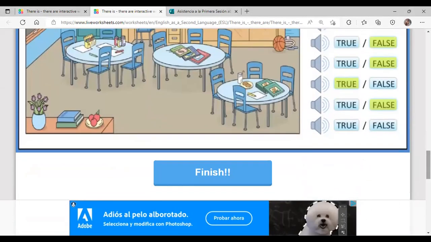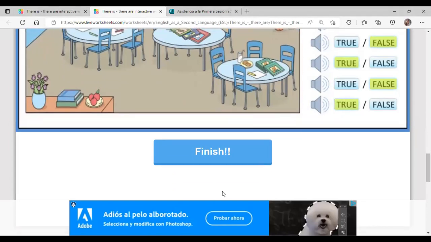It's false. Next. There are 2 biscuits on a table. Recuerden que en inglés británico es biscuits. En inglés americano, cookies. There are 2 biscuits on a table. Hay 2 galletas en la mesa. So, is it true or false? Creo que sí es verdad. Vean, aquí están las galletas. So, Mónica says true.